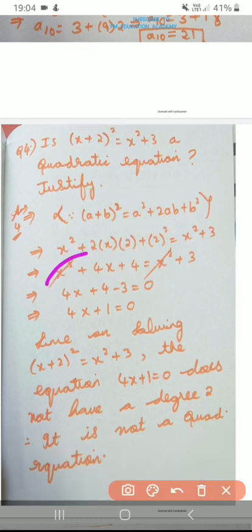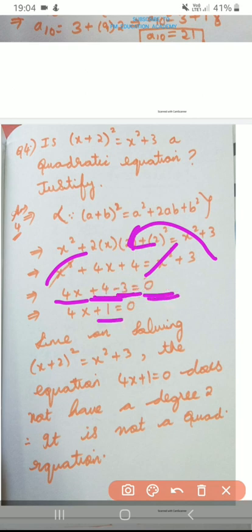Now x square is there on LHS, x square is there on RHS, so x square will get cancelled on both sides. We are left with 4x plus 4 is equal to 3. If it comes this side, it becomes minus 3 is equal to 0. What is 4 minus 3? 4 minus 3 is 1. So we get the equation 4x plus 1 is equal to 0.